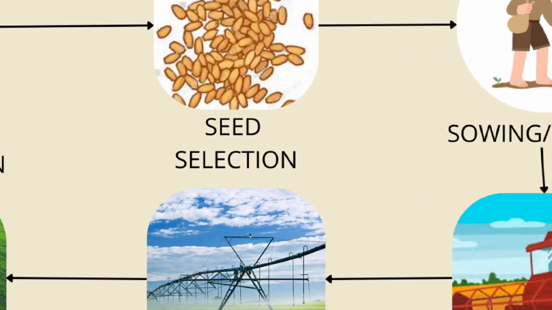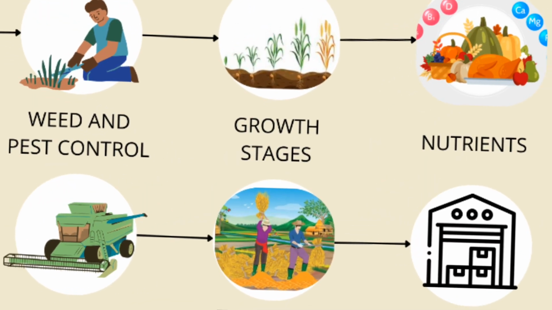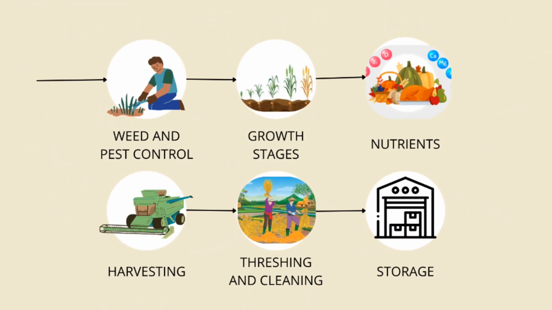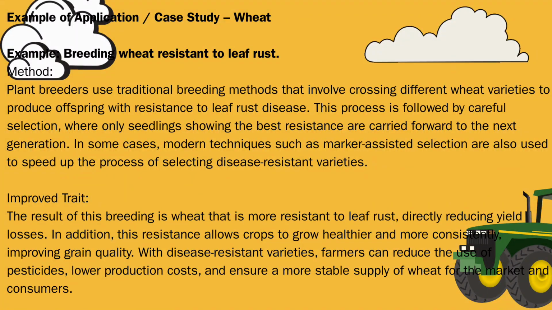Land preparation, seed selection, sowing, planting, irrigation, fertilization, weed and pest control, growth stages, nutrition, harvesting, threshing and cleaning, storage. Wheat cultivation is a complex process that involves many stages. Each stage is important to ensure a good harvest. Example: breeding wheat resistant to leaf rust.